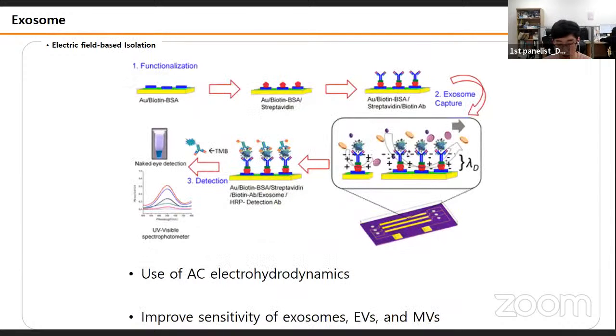Also, electric field-based isolation has been used to separate exosomes. One of the researchers has used AC for the separation of exosomes. This research has applied AC electrohydrodynamics to effectively separate exosomes and increase the sensitivity of exosomes from EVs and MVs, which are extracellular vesicles and microvesicles. And this is the end of the separation of cancer biomarkers based on microfluidics.